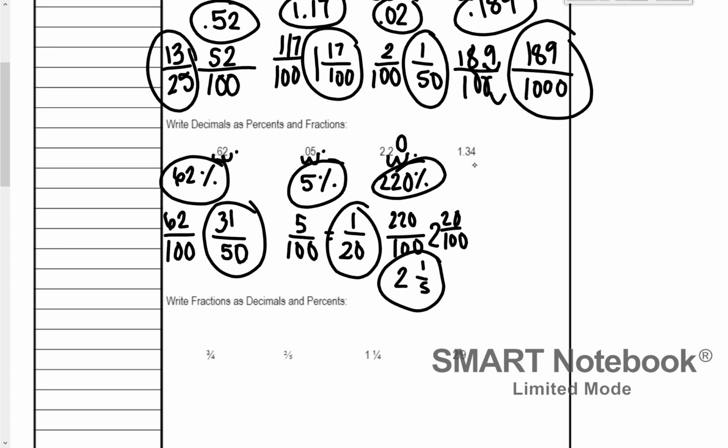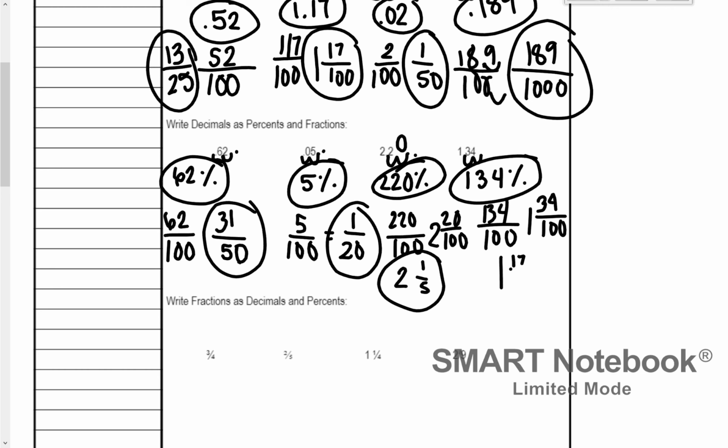1.34, again, we put in that decimal, move it over twice, add a percent sign. 134%. Take the 134, put it over 100, so that's what it's out of. 100 can go into 134 one time. We're left with 34 over 100. Both of those can be divided by 2. That becomes 1 17/50ths. Right, and that's how we convert decimals.